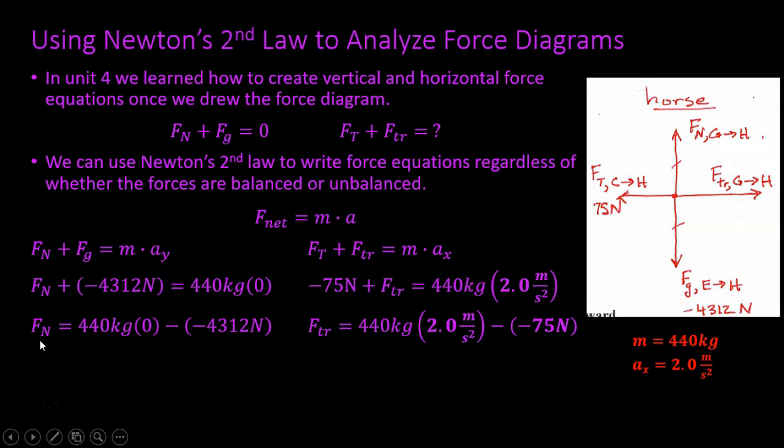Then we go ahead and rearrange the equation to find the two forces we don't know. That's the normal force vertically, and horizontally that's the traction force. Then we crunch these numbers in our calculator and we find that the normal force is 4,312 newtons in the positive direction, and the traction force is 955 newtons also in the positive direction.